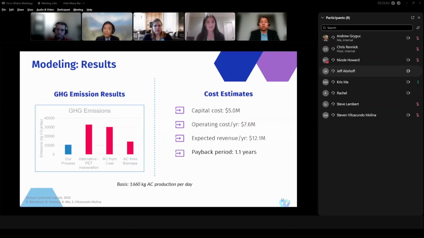Our results show on the left that our process emits significantly less greenhouse gas emissions per day than an alternative method of PET disposal, incineration. We also show that our process produces less greenhouse gas emissions than other established methods of activated carbon production, namely activated carbon produced from coal and biomass. Cost estimates of our process show a payback period of around 1 year of operation, even after the inclusion of a contingency. Compared to the expected process lifespan of 10 years, we see very high potential in our process, with costs not expected to hinder our progress.